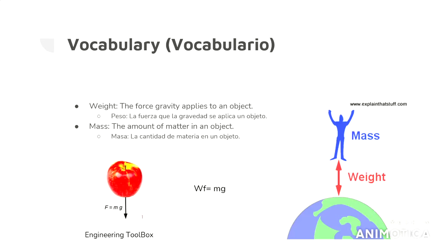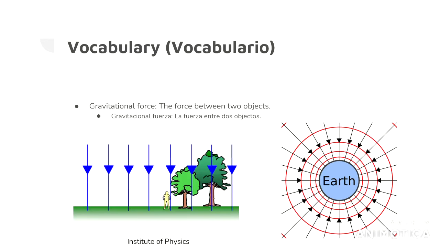We're going to start with some vocabulary so the rest of the lesson makes sense. Weight is the force gravity applies to an object, and mass is the amount of matter in an object. And gravitational force is the force between two objects. Oftentimes you'll see people talking about this with the Earth and a person, or the Earth and an object that's falling. So something like that is what we generally see. But this can be applied in other scenarios as well.